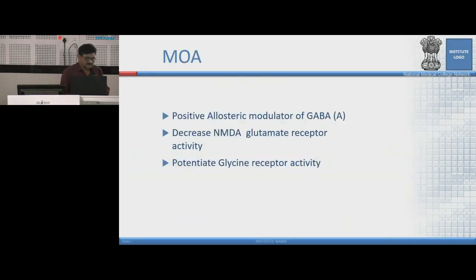Mechanism of action, it decreases the NMDA receptor glutamate receptor activity and potentiates the glycine receptor activity.